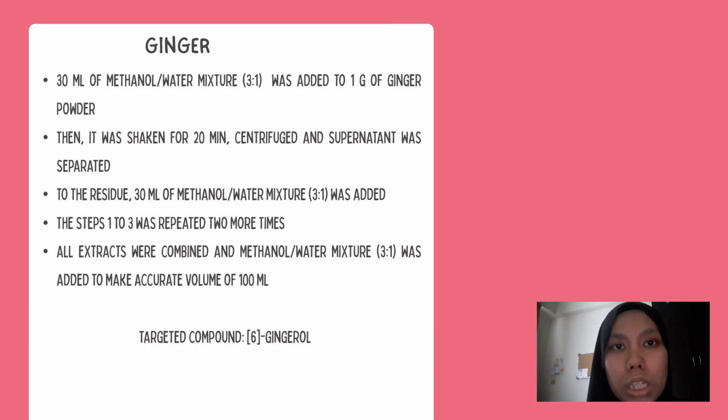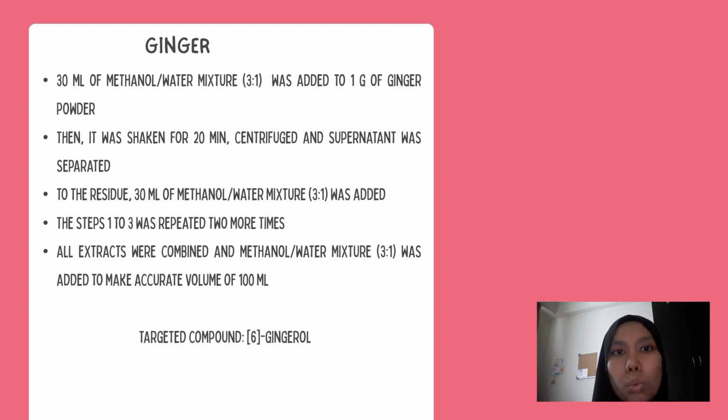For the ginger, this is the extraction method. The first step is 30 ml of methanol or water mixture in the ratio of 3:1 was added to 1 gram of ginger powder, and then it was shaken for 20 minutes, centrifuged, and the supernatant produced was separated. To the residue, 30 ml of methanol or water mixture in the ratio of 3:1 was added.